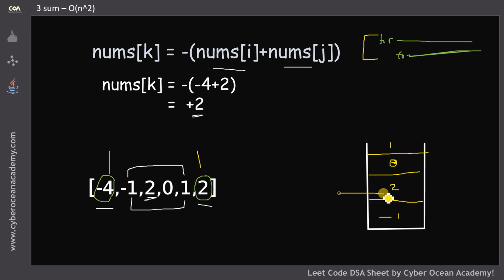Yes, here I find it. So we can easily get our triplet as -4 and 2. This is our triplet, we find it. This is the process. Okay, so this is the process by which we can solve this problem in order n square.